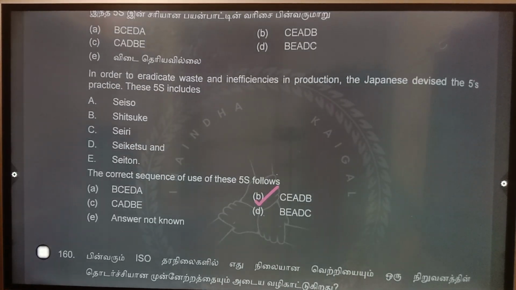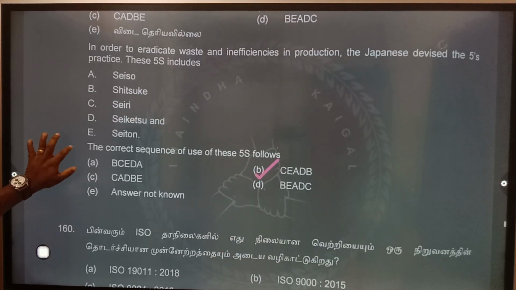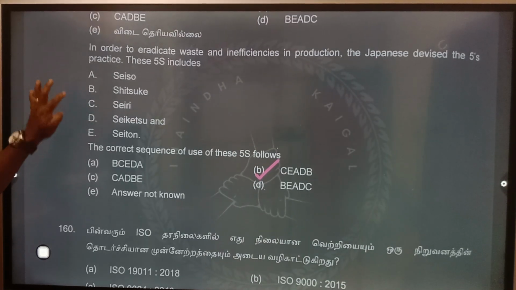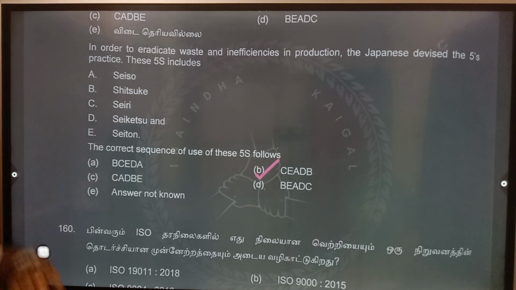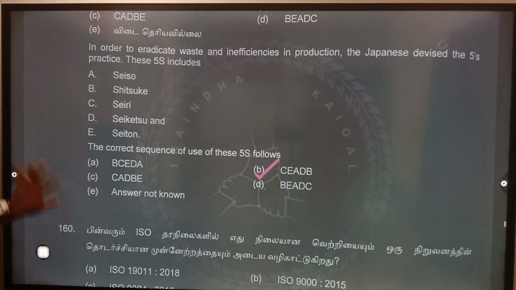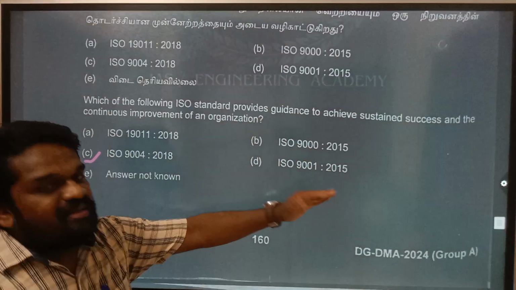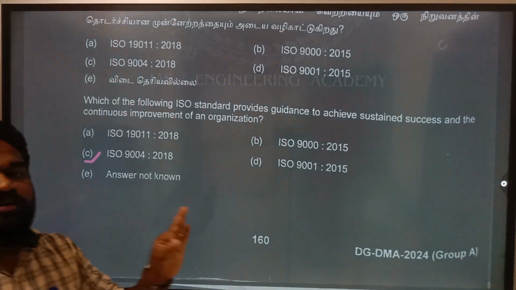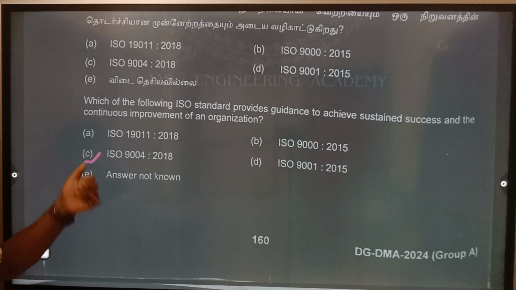In order to eradicate waste and inefficiencies in production, the Japanese utilized 5S practice. This 5S includes C, E, A, B, B. The order தான் கேட்டிருக்காங்க. Okay. So B is the answer. 160. Sustained success and continual improvement. ISO 9004, 2018. C is the answer.